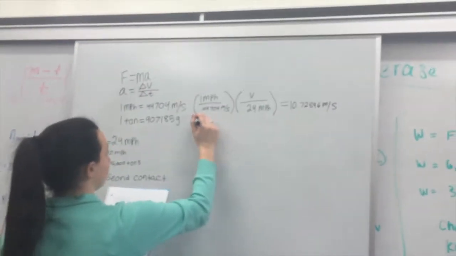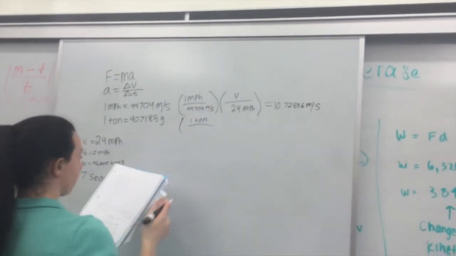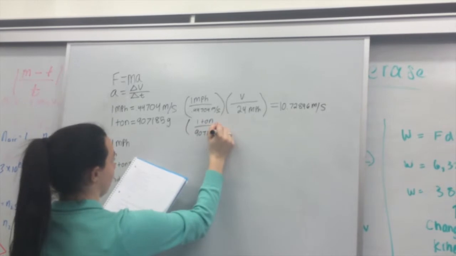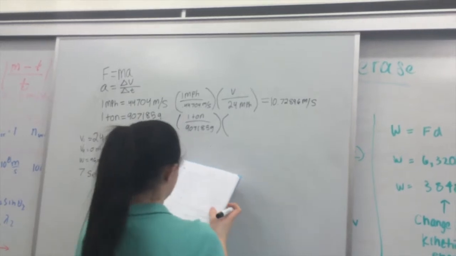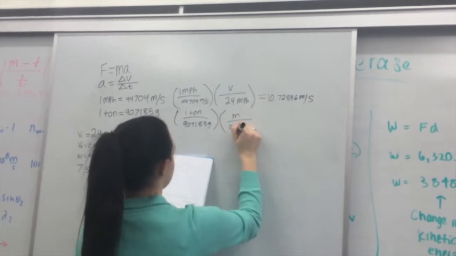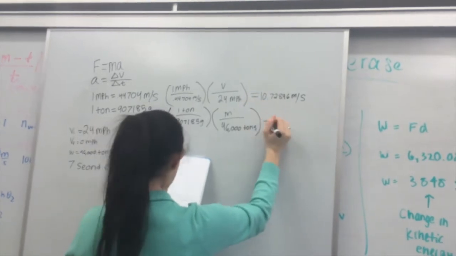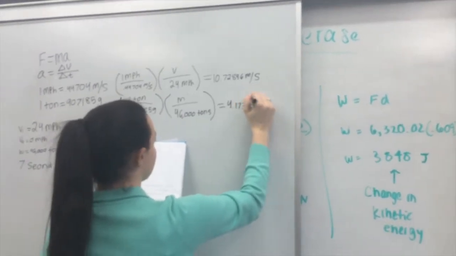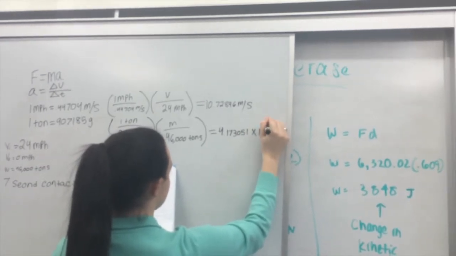So for that one, you would do 1 ton over 907,185 grams, because that's how much a ton is, times mass over 46,000 tons. So your mass would come out to equal 4.17305 times 10 to the 10th.